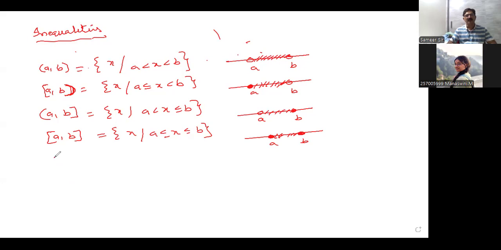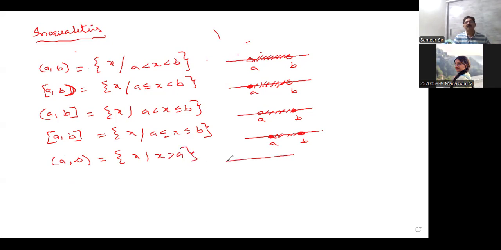In the next one, you see this. If I write (a, infinity), the meaning of this is x such that x is greater than a. This is an open circle at a, and all values up to infinity. If I write [a, infinity), the infinity side is always open. Greater than or equal to a, we can say. This is a closed circle, and all these values up to infinity it takes.